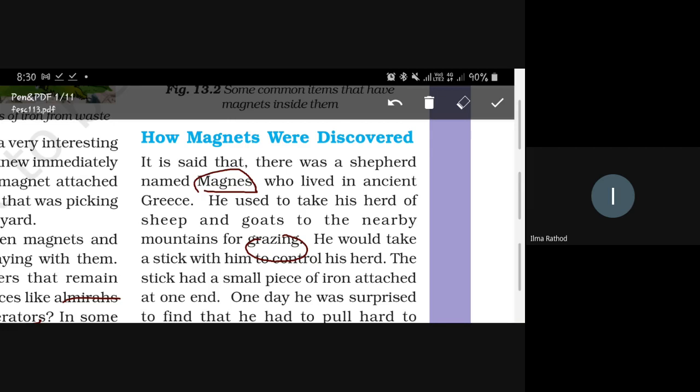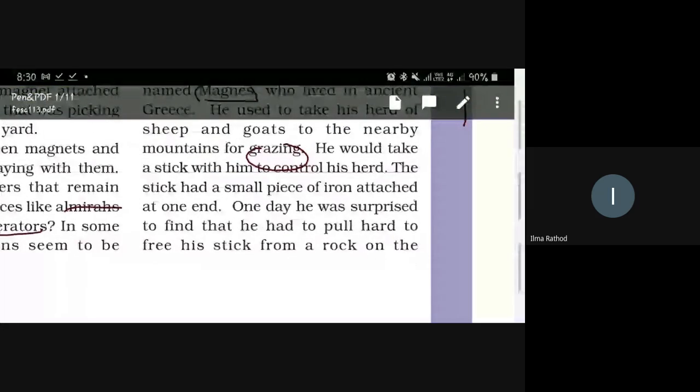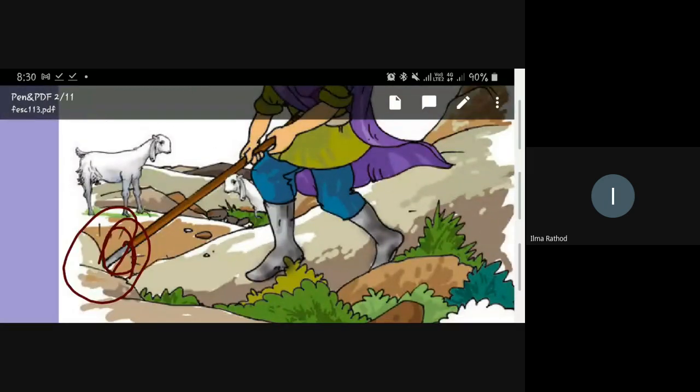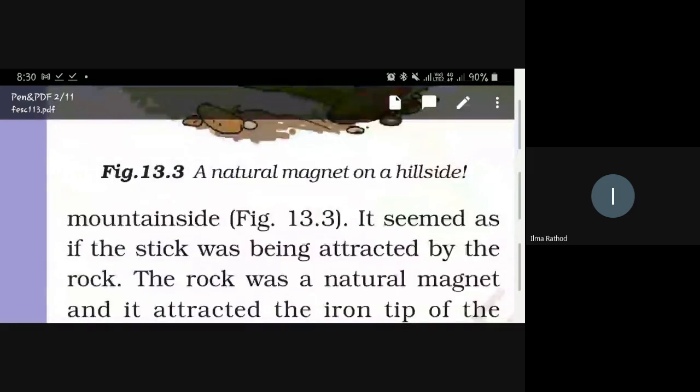He used to go to the mountain, where there is lots of grass, so the sheep can eat. He would take the stick to control his herd. In this stick a small piece of iron is attached. So one day, he was surprised that he had to pull too hard to free the stick from the rock. When you touch your stick to a rock, it is usually very easy to take it out, but he was feeling it a bit hard here. It seemed that the stick was attracted by the rock.